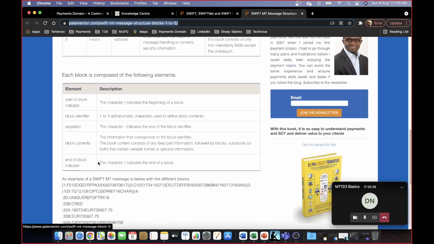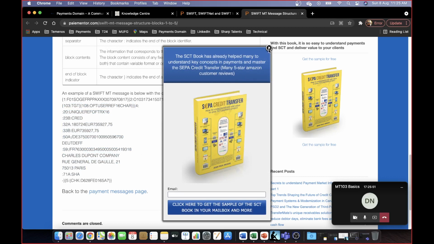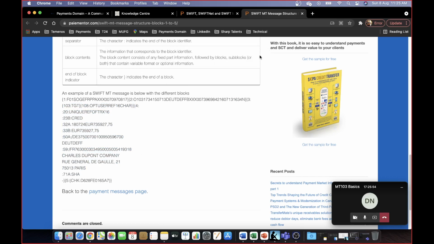Okay. So here is a sample Swift MT message. So block 1 is the basic header block, and you have block 2 here, and then block 3 here, and then the next comes the block 4, and finally block 5. So the block 4 contains most of the payment related information, like what is the amount, what is the value date, who is the ordering customer, who is the beneficiary customer, and so on.